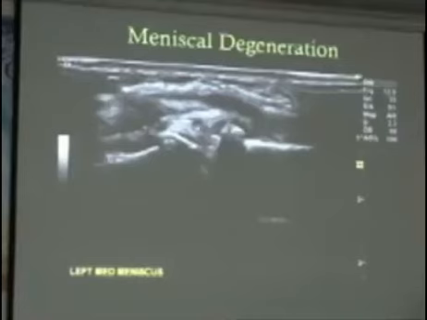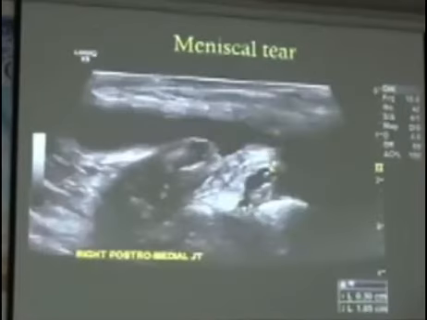And instead of having that nice echogenic triangular shaped structure that we saw in the normal meniscus, you can see how it's all protruding out from the joint line. So this is a very common finding in arthritis of the knee.